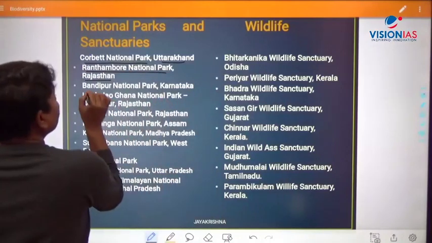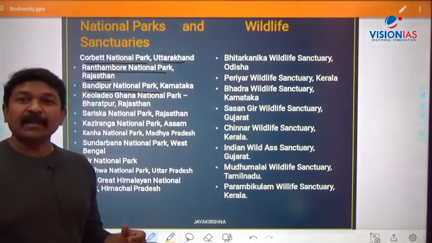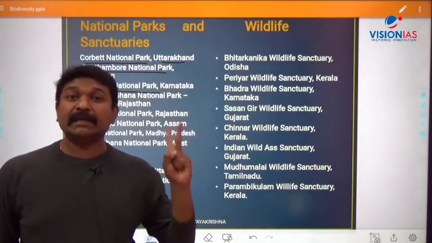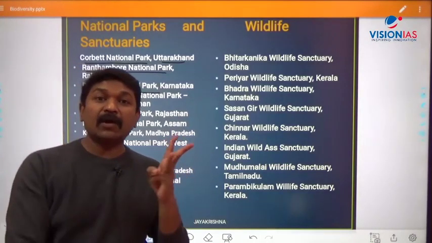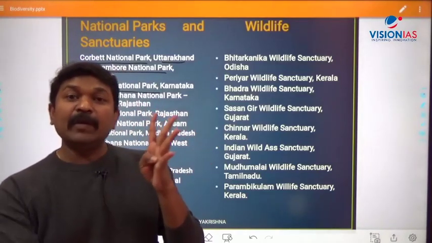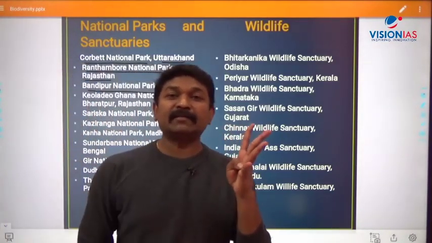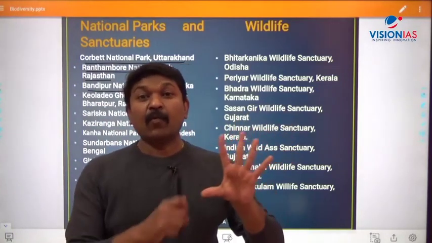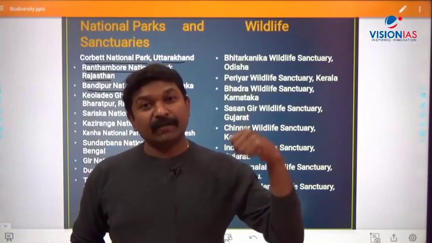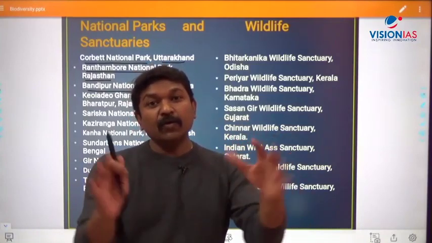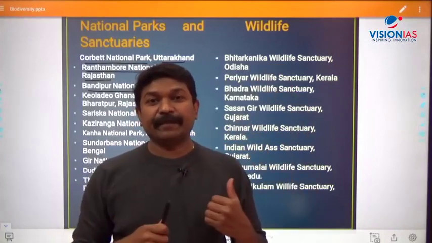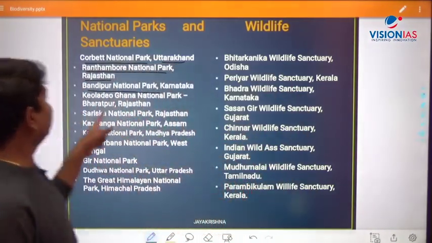Then just now we are talking about the Bandipur Tiger Reserve, Bandipur National Park, present in Karnataka. Nagarhole Tiger Reserve, Nagarhole National Park, Karnataka. Mudumalai National Park, Mudumalai Tiger Reserve, again Tamil Nadu. Wayanad Tiger Reserve, Wayanad National Park, present in Kerala. You need to know which national park is located in which state. This is about the one.